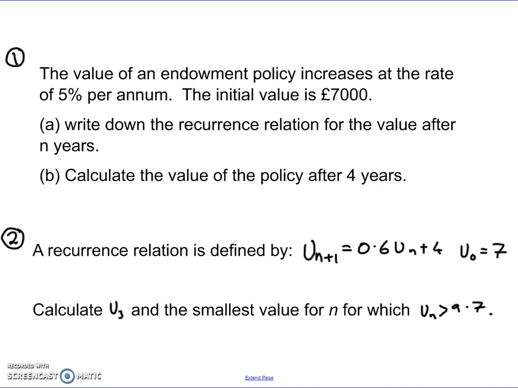And then the second one, a recurrence relation is defined by u(n+1) equals 0.6 u(n) plus 4, and I'm telling you the initial term is 7, so u0 is 7. Calculate u3 and then the smallest value for n for which u(n) is bigger than 9.7. And one key thing, and a wee hint I'll give you, just remember you can't have the 5.3 term. It has to be a full number.